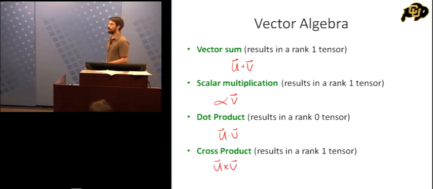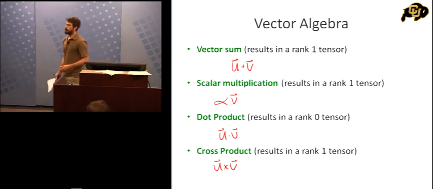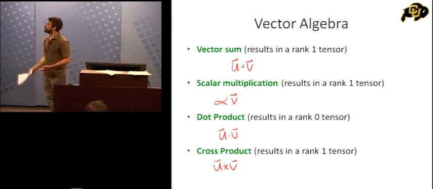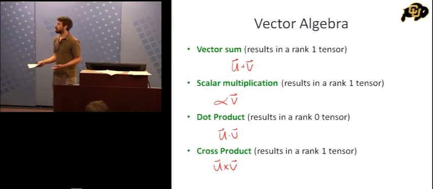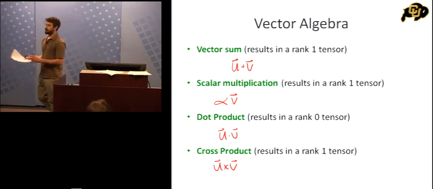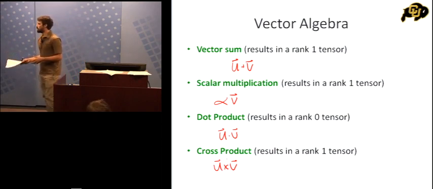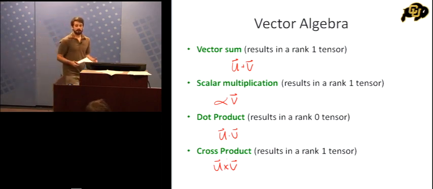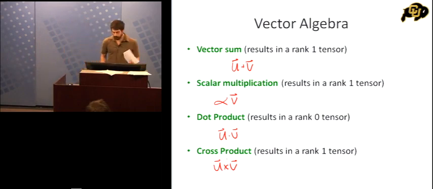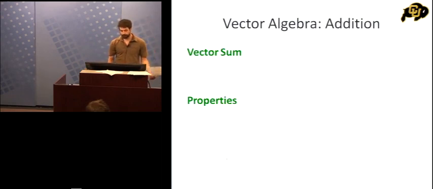So the interesting thing about these is that if we do a vector sum, if we add two vectors, we get another vector. So it results in a rank one tensor. If we do scalar multiplication, we're just doing scalar times a vector. We still result in a rank one tensor. And with a dot product, we end up with a scalar. So we have a zero order tensor. And then the cross product produces another vector. So that's a rank one vector.